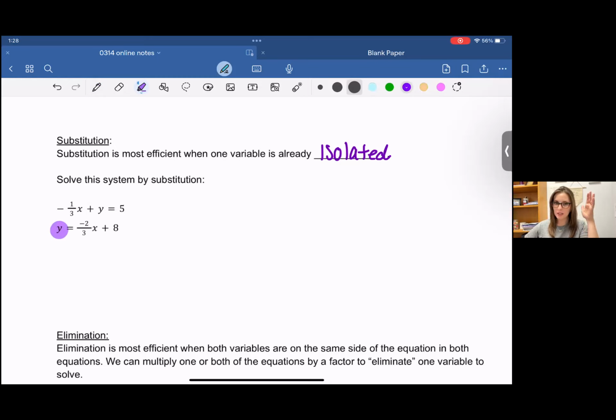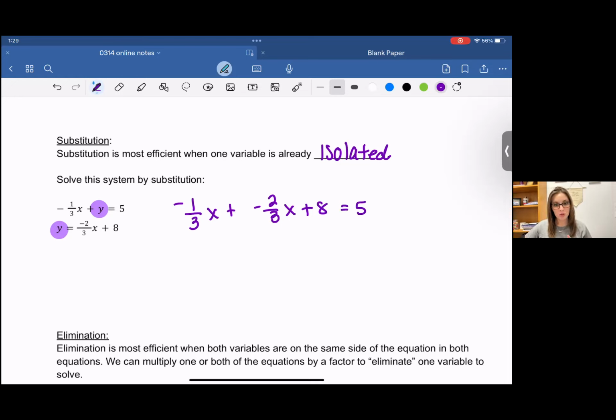So y is already isolated in this second equation. So that means that I can substitute what y is into the first equation. So I'm going to take that and I'm going to sub it in. That means replace y for what it equals.